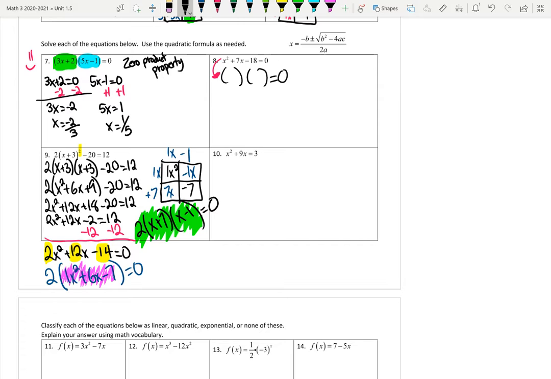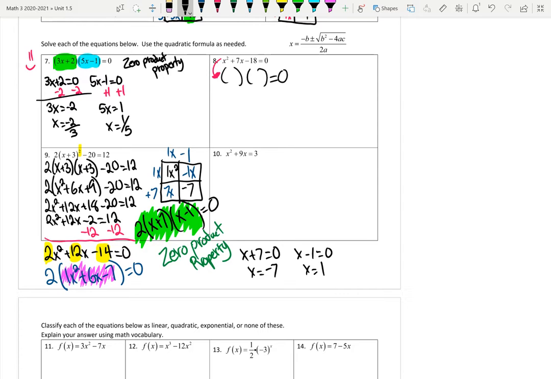The zero product property now comes into play. What number makes x plus 7 equal 0? That's negative 7. x minus 1 equals 0. What number makes it 0? 1. The solution to this equation is negative 7 and 1.